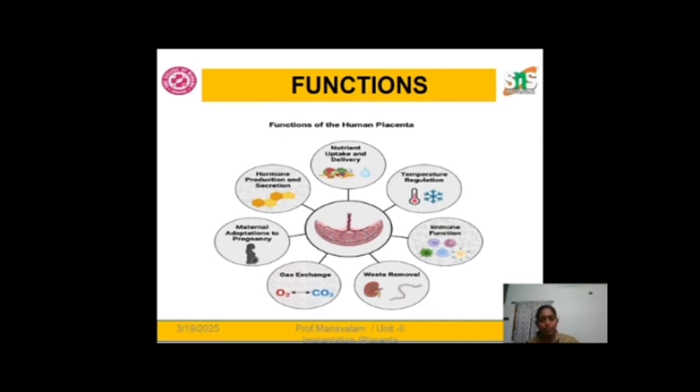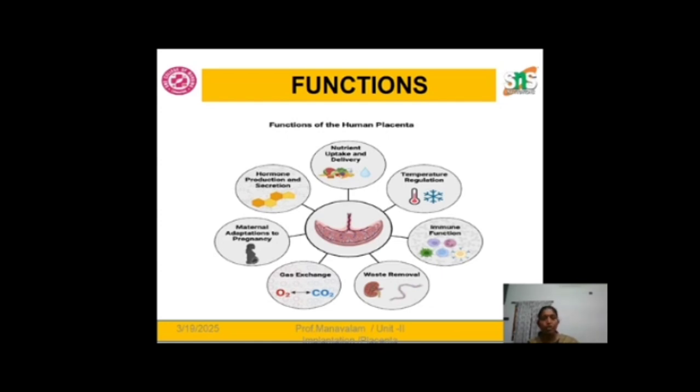Next, immune function. The fetal immune system is not developed like an adult's, so while the fetus is residing inside the womb, it mainly depends on the mother's immunity. Most of the immunoglobulins, for example IgG antibodies, readily cross the placental barrier and enter the fetal system, boosting the fetal immune system, preventing the entry of certain organisms and providing immunity to the fetus.